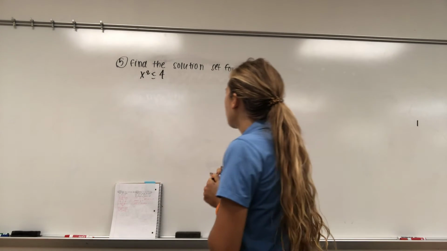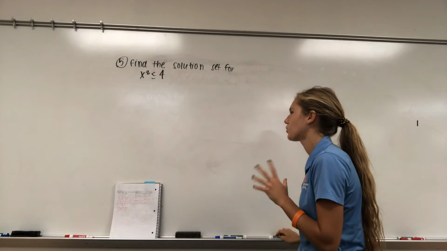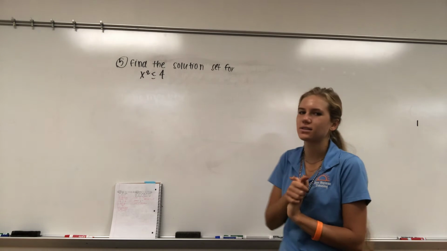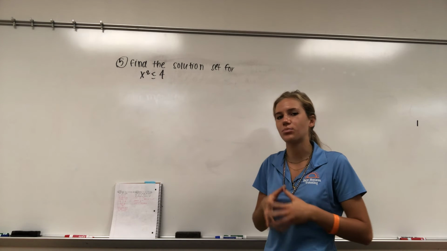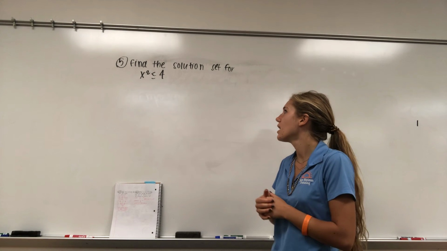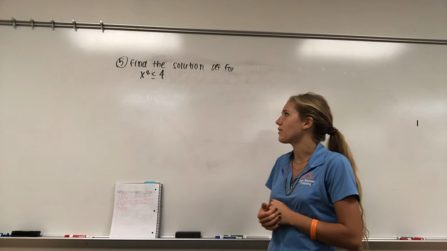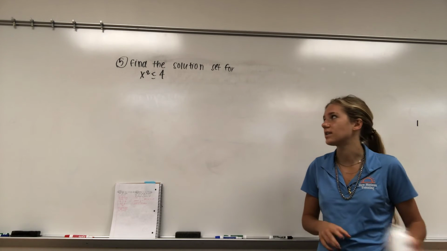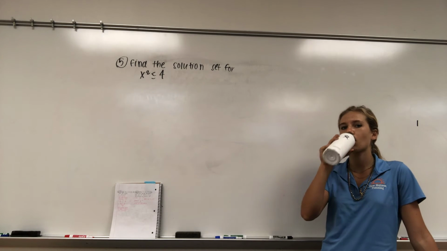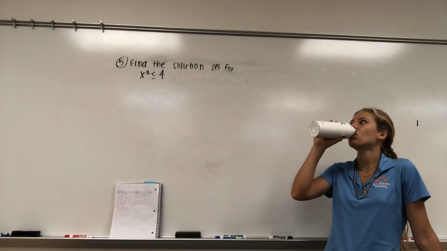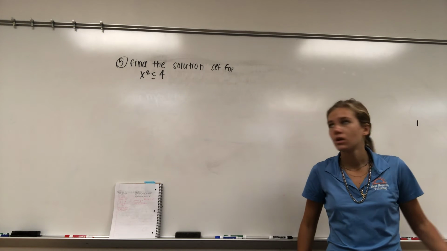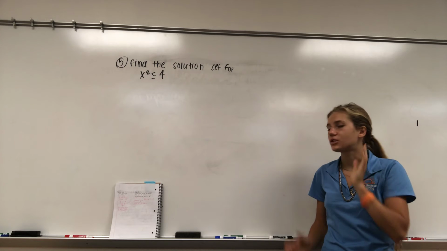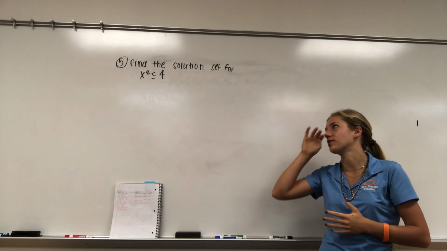Okay, so I'll give you guys a little bit of time to think about this question, just because it's on a different subtopic of parabolas, but nevertheless it is very important. It just says to find the solution set for the inequality x squared is less than or equal to 4. Okay, so you guys have had time to write that down.